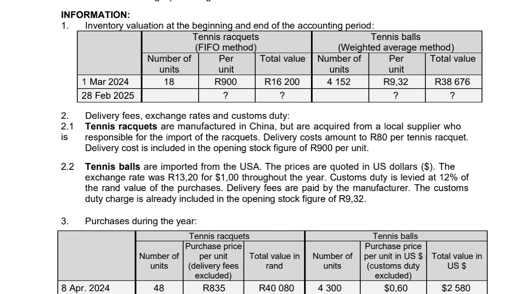2.2, tennis balls are imported from the USA. The prices are quoted in US dollars. The exchange rate was 13 Rand 20 for $1 US throughout the year. Custom duty is levied at 12% of the Rand value of the purchases. Delivery fees are paid by the manufacturer. The custom duty charge is already included in the opening stock figure of 9 Rand 32.